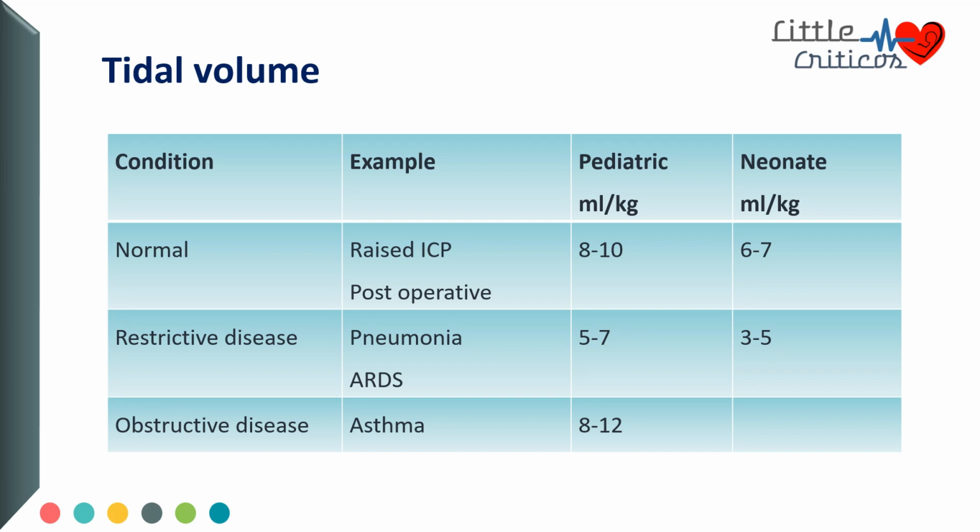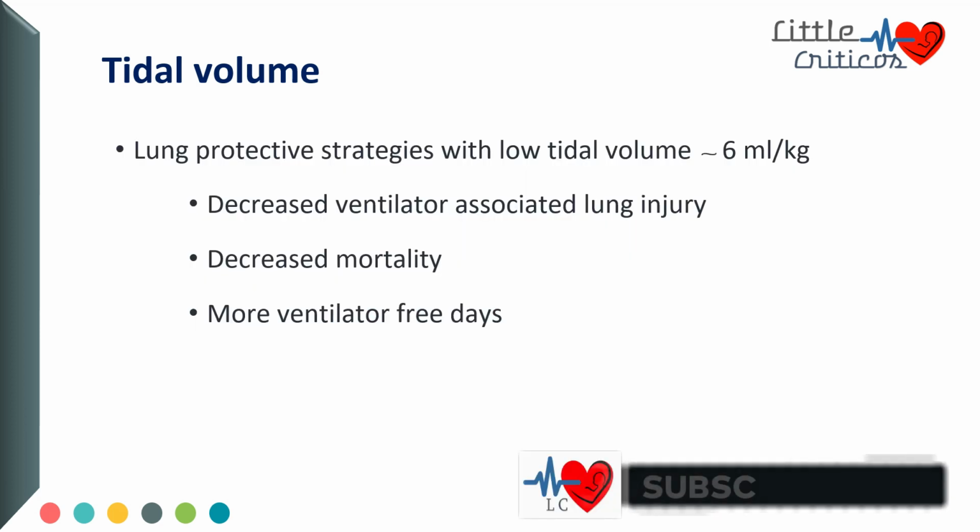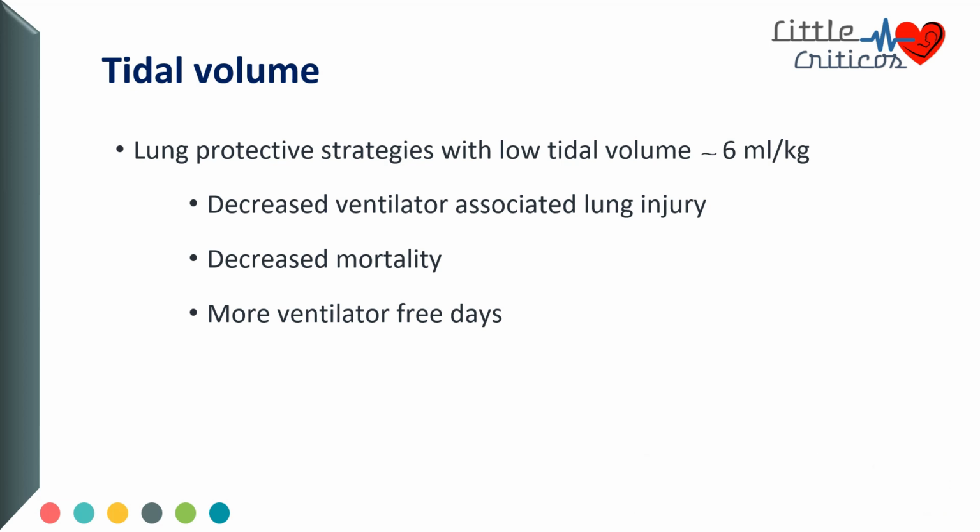In restrictive conditions such as pneumonia or ARDS, lower tidal volumes of 5 to 7 ml per kg are preferred in pediatrics, whereas in obstructive diseases like asthma, a higher tidal volume with lower rates is preferred. Studies have shown that lung protective strategies with low tidal volume of about 6 ml per kg have been associated with a decreased incidence of ventilator-associated lung injury, decreased mortality, and more ventilator-free days.